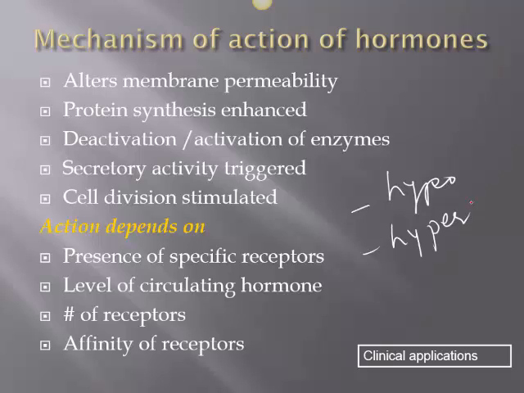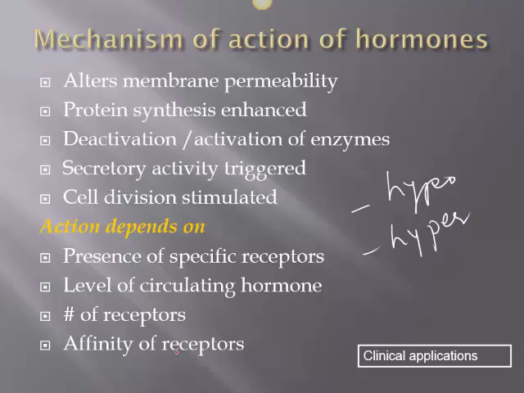So based on hyposecretion, obviously the action will be less. If there is hypersecretion, the action will be enhanced, and that's when disease processes will be seen in either one of these situations. The number of receptors, so that's obvious, the more the receptors, the better. And the affinity of the receptors. The affinity means the ability to interact well with the hormone, how well the receptor can interact with the hormone.